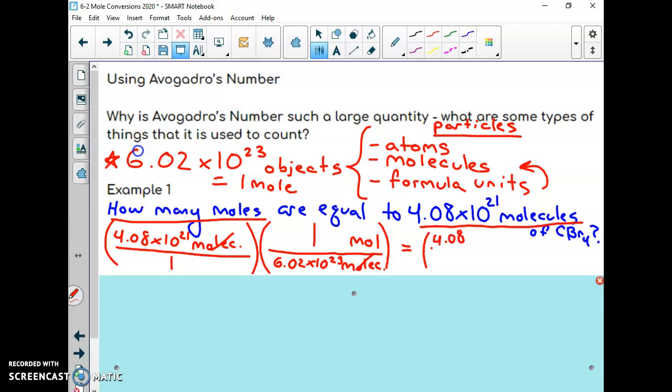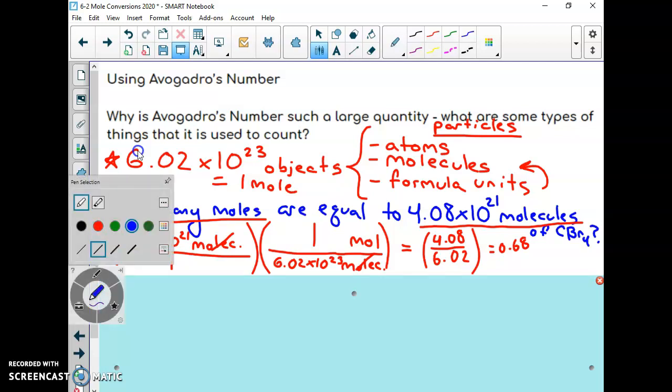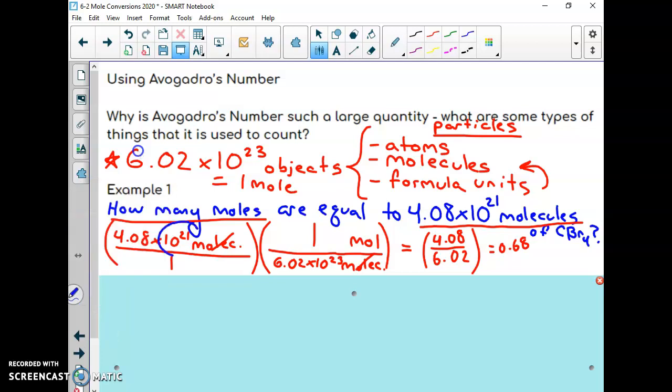our initial values here. These are just what give these numbers their values. Has nothing to do with their powers of 10, but we end up with 4.08 over 6.02, and we end up with 0.68. I'm just going to round to 2 decimal places. So 0.68. Now we have to look at our powers of 10. In our numerator, we have 10 to the 21st power. In our denominator, we have 10 to the 23rd. We have the same base. The base in both numbers is 10. So when we're dividing them, we can take their exponents and subtract.